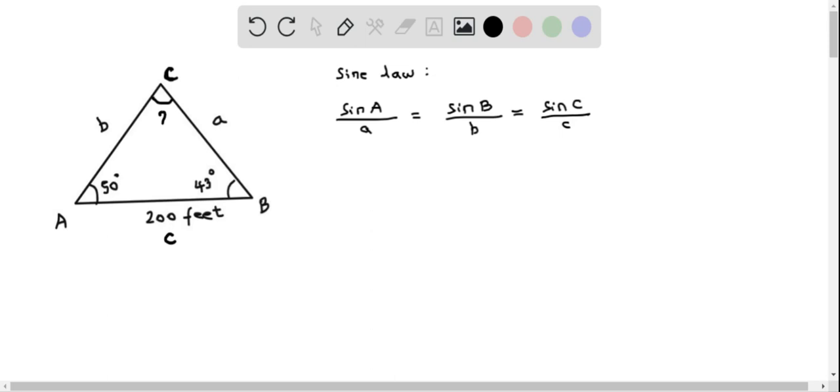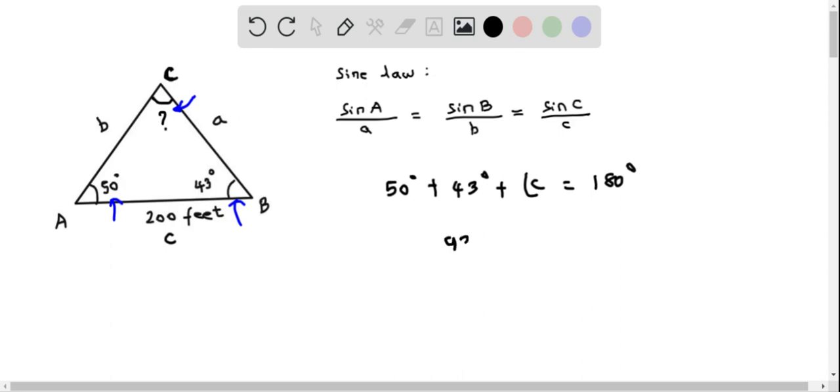First, I have to determine this angle C. This can be determined using the angle sum property of a triangle. We know that in any triangle, the sum of the interior angles equals 180 degrees, which means angle A plus angle B plus angle C equals 180 degrees. So let me write that down. This is 50 degrees plus 43 degrees, angle A and angle B, plus angle C equals 180 degrees.